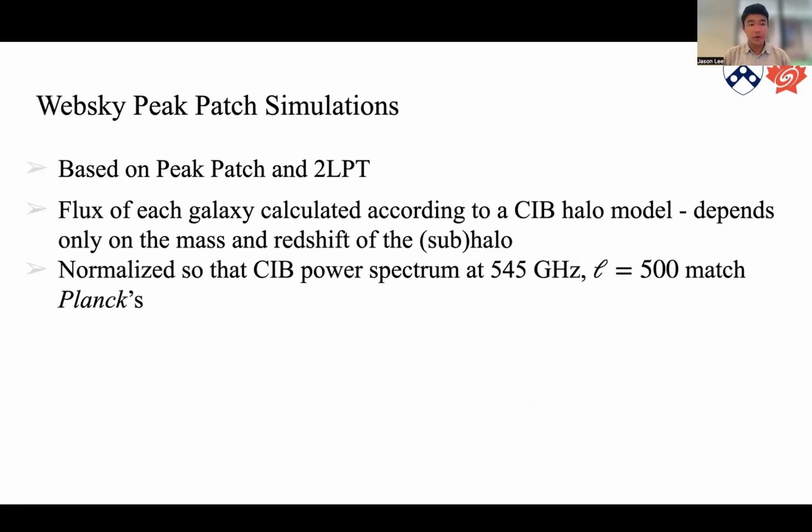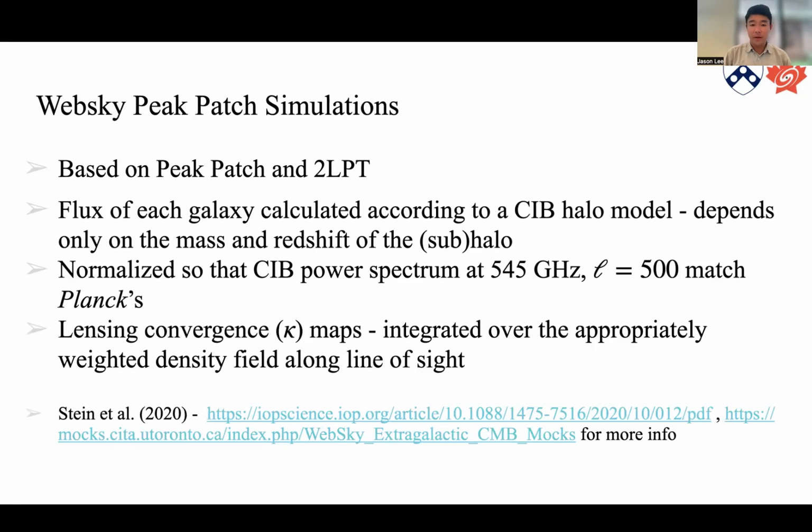Moving on to the simulations that we do the analysis on, they're called the Websky peak patch simulations. Websky is based on the peak patch algorithm as well as second order Lagrangian perturbation theory. Once we obtain the halo catalog from peak patch, the flux of each galaxy is calculated according to a CIB halo model. This means that the flux only depends on the mass and the redshift of the halo. Then the simulations are normalized such that the CIB power spectrum matches that of Planck's. For the lensing convergence map, or the kappa map, we generate it by integrating over the appropriately weighted density field along the line of sight.